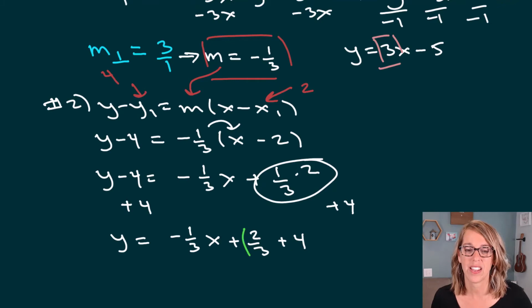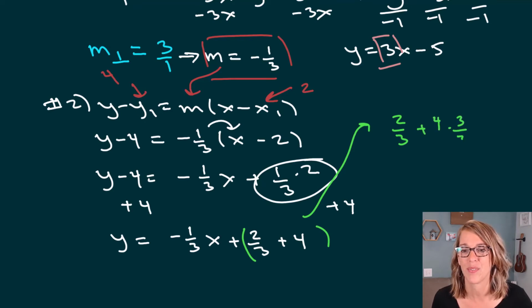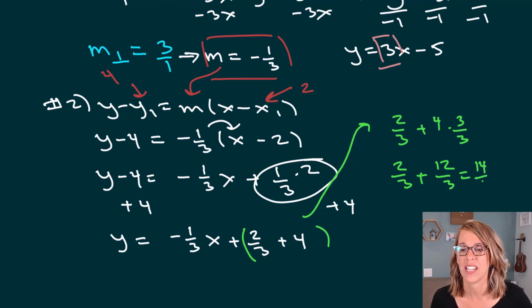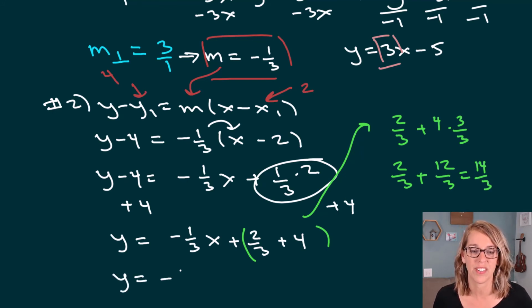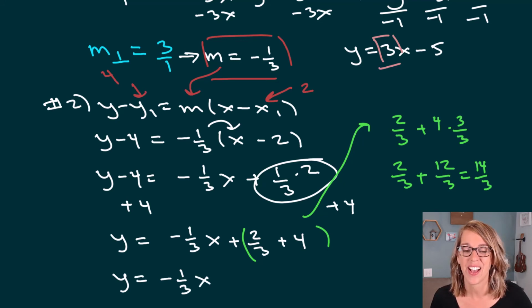Let's go ahead and take our addition here and do some common denominators. So 2/3 plus 4, my common denominator is a 3 over 3. That's going to be 2/3 plus 4 times 3 is 12/3, which is going to give me 14/3. You could, of course, rewrite that as a mixed numeral, but I'm going to leave it, and I get negative 1/3 x plus my 14/3.